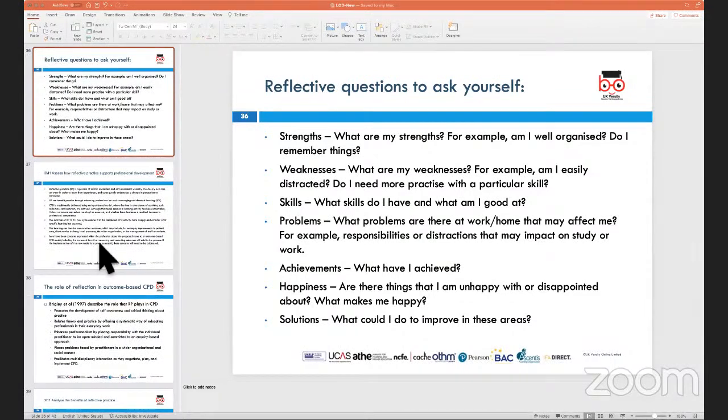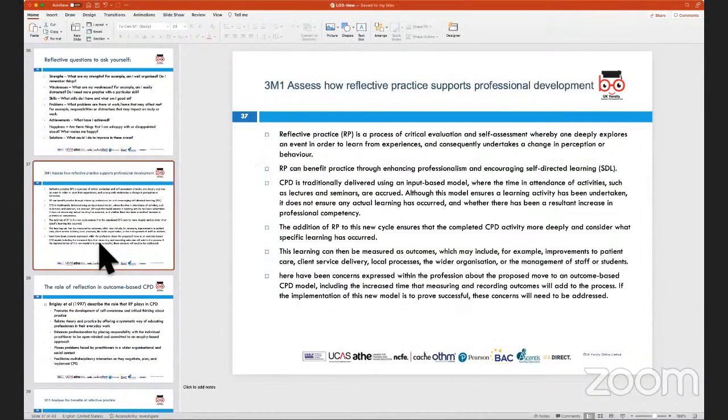Now, the merit criteria essentially looks at the process of reflective practice. So here, what you would need to do is look at developing a CPD plan.